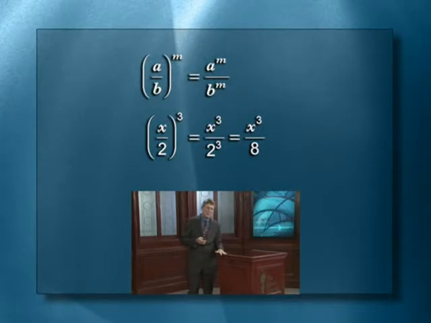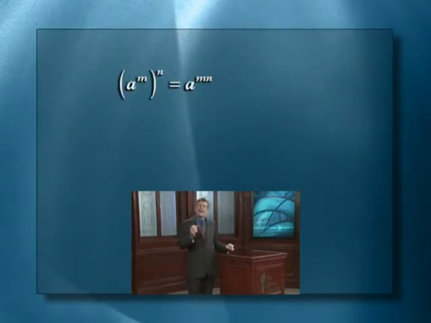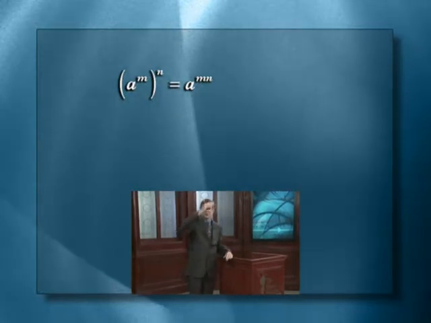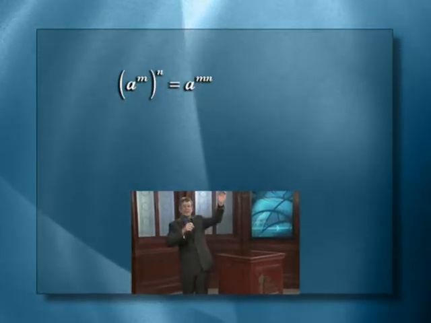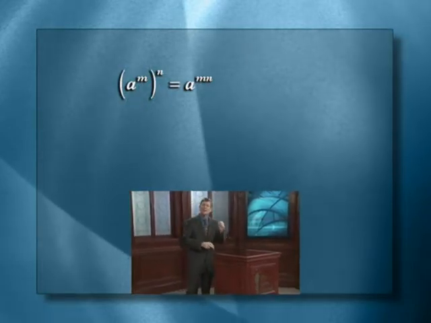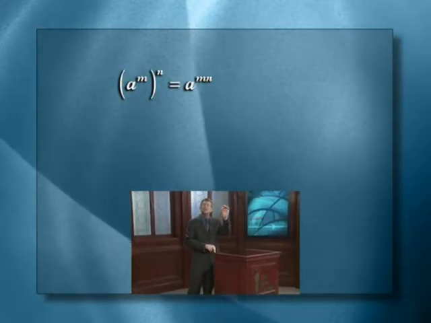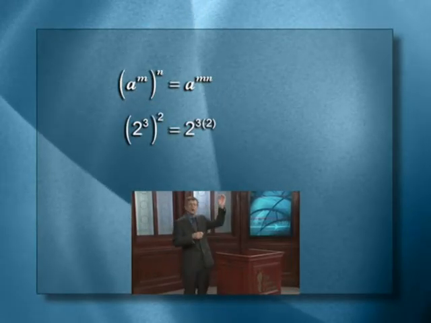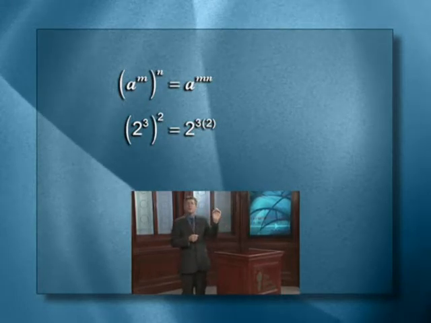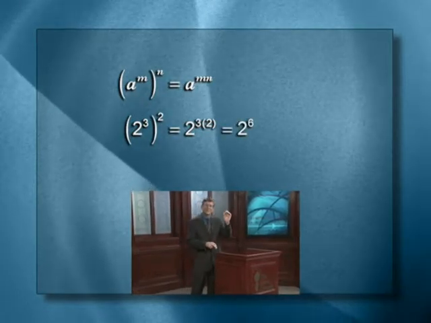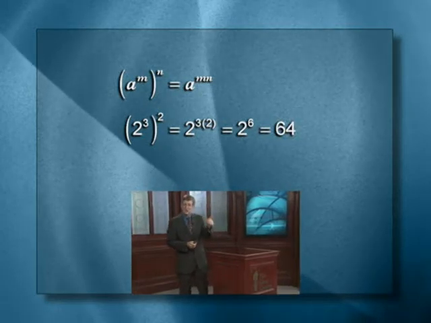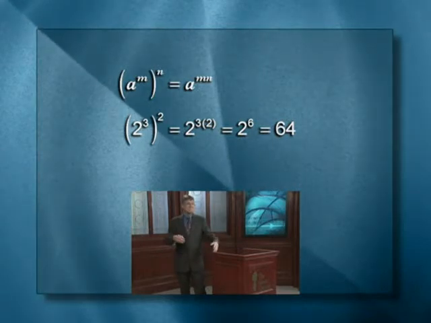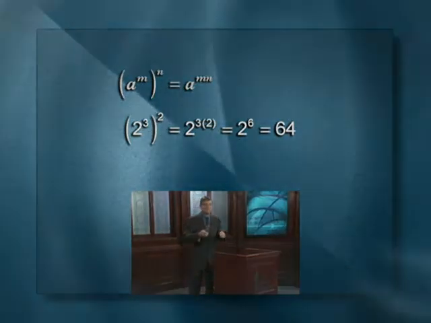And there's another property. A to the m raised to the nth power. It's kind of a tower of exponents, isn't it? A to the mth, and then you raise that to the nth power. That's defined to be a to the power m times n. For instance, 2 cubed all squared would be 2 to the 3 times 2, which is 2 to the 6th, or 64. You can check that by saying, what's 2 cubed? 2 cubed is 8. And what's 8 squared? 64. Got the same answer.